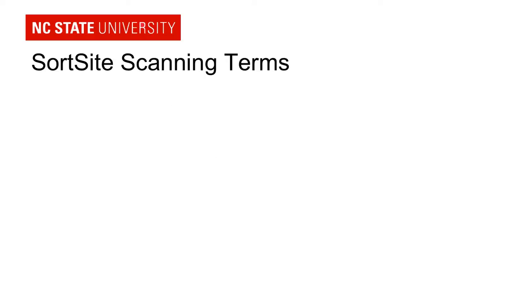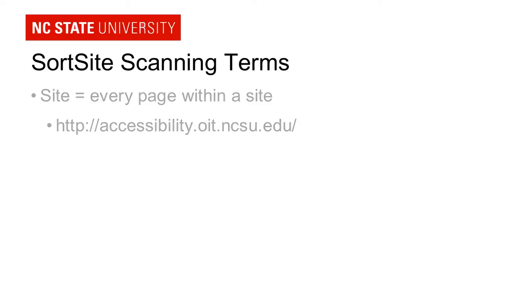So let's talk about some basic SortSite scanning terms to help you understand how the software works. First, one of the options is you can scan an entire site. If you choose that, it's going to scan literally every page within a site. For example, if I put in the URL accessibility.oit.ncsu.edu, which is my site, it will scan every single page within that site. If you do choose to scan every page within a site, keep in mind that for large sites, this can take a very long time to do.